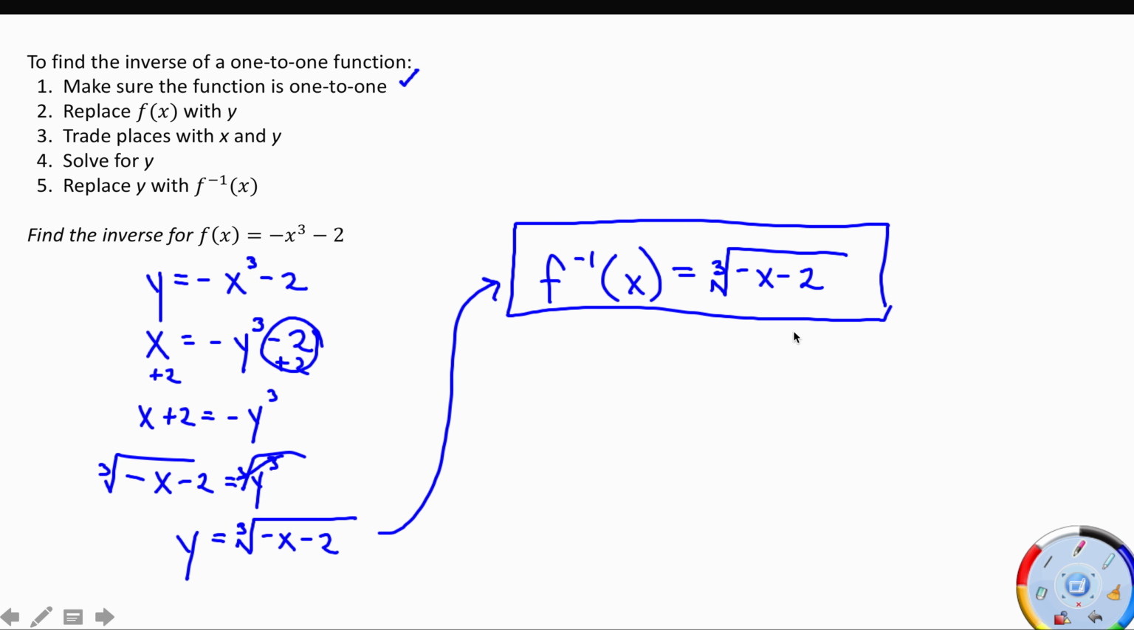The process is the same every single time. Make sure it's one-to-one. Replace f of x with y. Trade places with x and y. Solve for y. Replace y with your f inverse notation. Okay, let me know if you have questions.